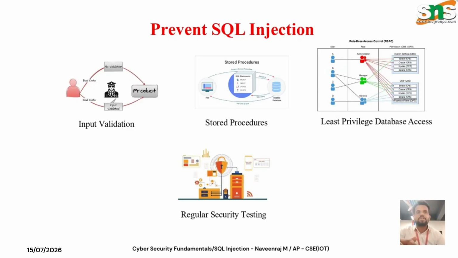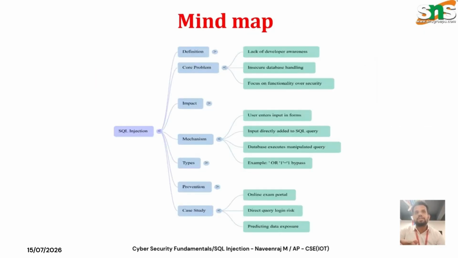Then, in time-based SQL injection, attackers use database delay functions. If the condition is true, the database delays the response. Attackers measure the response time to extract the data. These are very advanced techniques. Then, how to prevent SQL injection: input validation, stored procedures, parameterized queries, least privileged database access, and regular security testing.